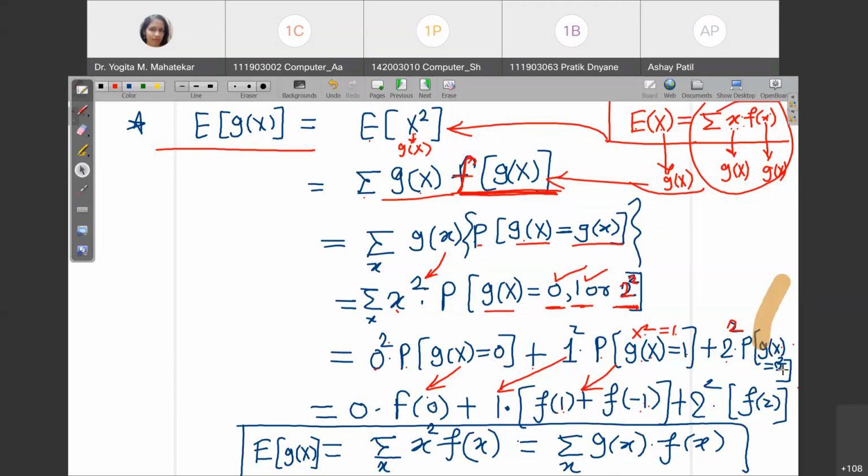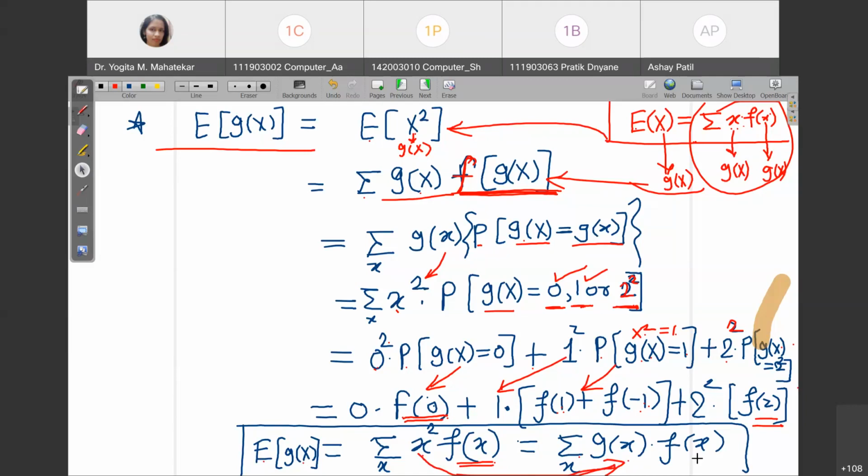But I don't have the value minus 2 included in the values of x given, because our domain x starts from minus 1. Minus 2 is not there. So only f of 2 will get added. So ultimately what we are getting here is x into the corresponding probabilities, x square into corresponding f of x. Their summations we are getting. But x square is gx. Okay, therefore the expectation of gx is summation gx into f of x.